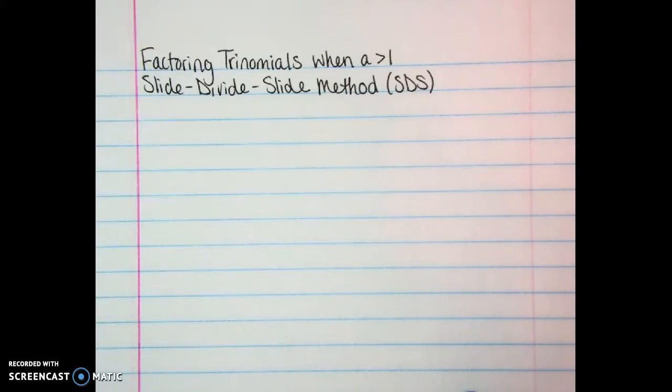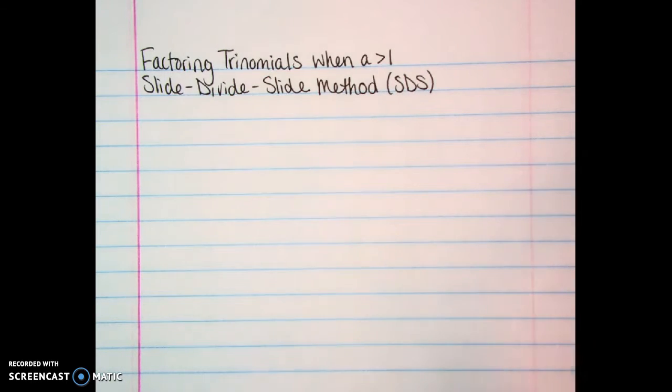This video is on factoring trinomials, and what you have been doing is factoring trinomials where a is just 1, there's not a number in front of the x squared part of it, but now there are going to be numbers. And the method that I'm going to show you today is the slide, divide, slide method. I will probably just call it the SDS method, just to keep it simple.